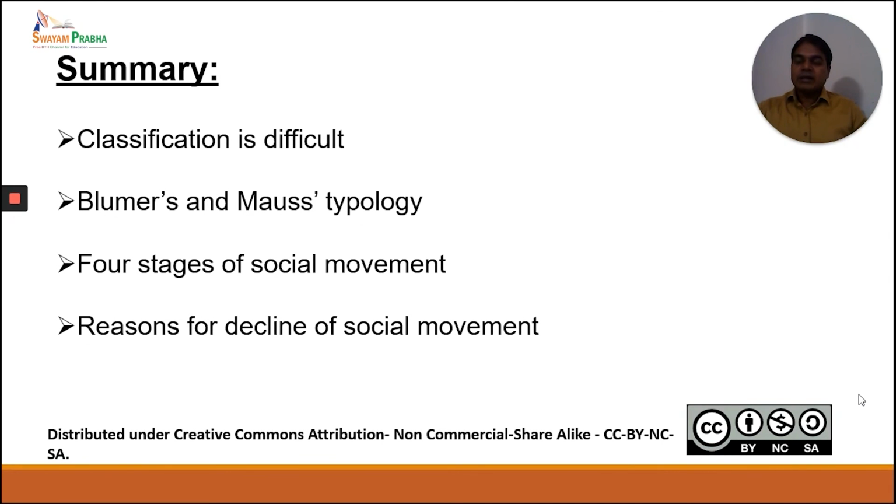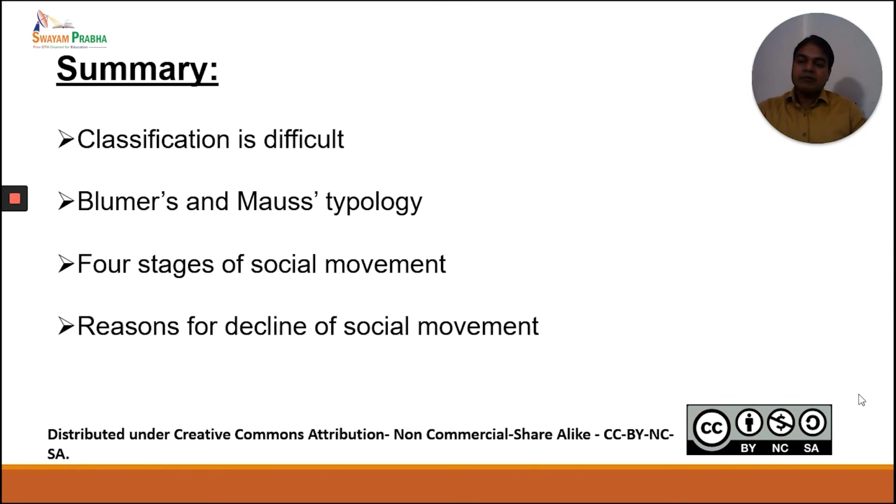As I said in the beginning, identification of the different stages of social movement is difficult because it is difficult to classify the movement itself, because movements are highly diverse in nature. Some movements may be of shorter duration, some may be long lasting, some may be based on peaceful strategies, whereas some may be using highly violent mechanisms to achieve their goal. So since classification is difficult because of the diverse nature of the movement itself, it becomes difficult to identify the different stages of social movement.